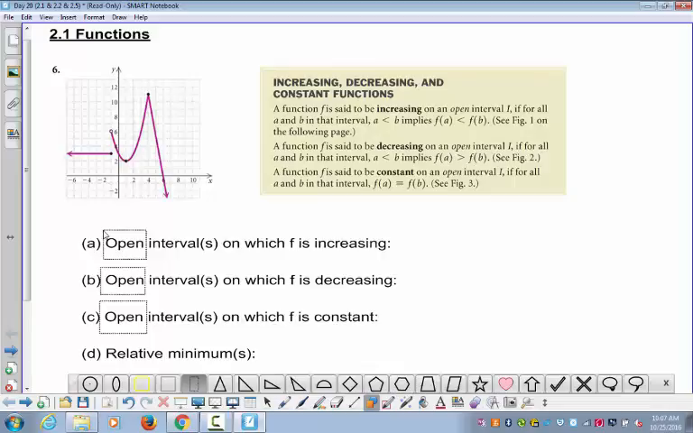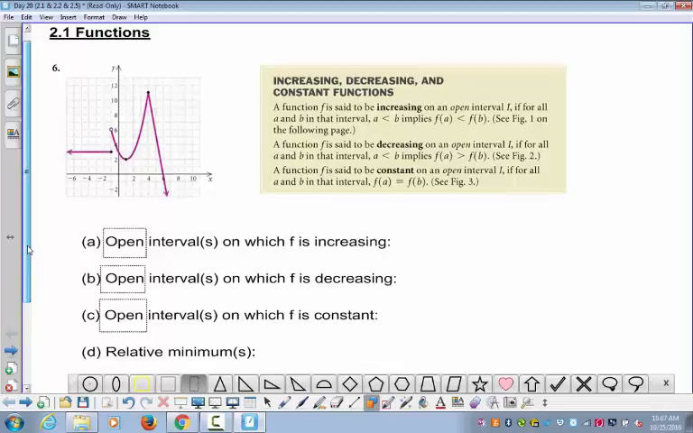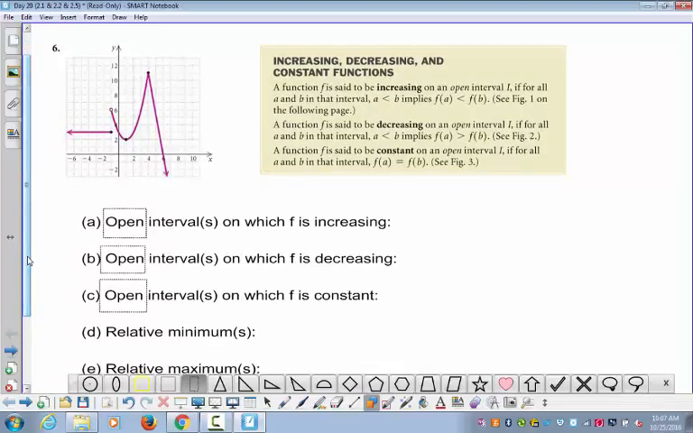And so we want to get into the habit now of just sort of thinking about open intervals as the part of the domain that we're going to analyze the properties of a function on. So open interval, parentheses, not brackets. So this says the open intervals on which f is increasing. So increasing means that if you move to the right on the x-axis, the y values are going up. Not the same, not down. They're going up. That's increasing.